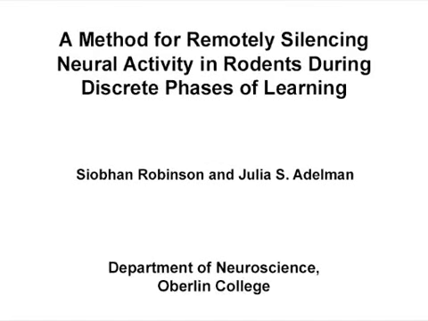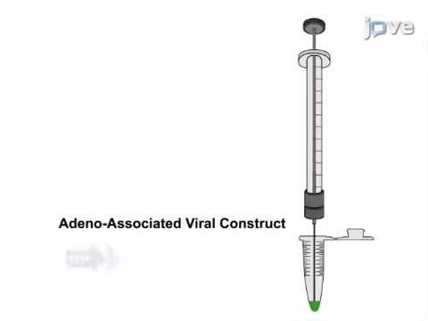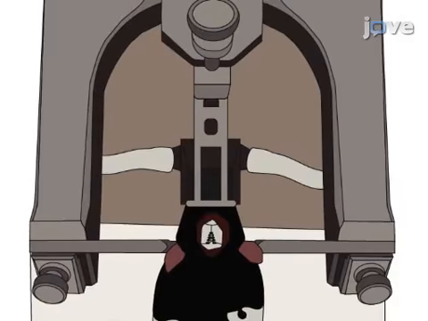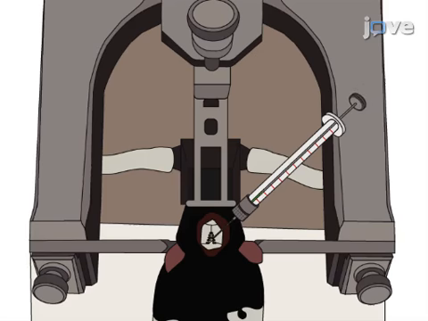The goal of this procedure is to temporarily and remotely silence neuronal activity in discrete brain regions while animals are engaged in learning and memory tasks. This is accomplished by first loading the AAV that contains a designer receptor and a reporter into a syringe for infusion. The second step is to infuse AAV into the region of interest in the rat brain.